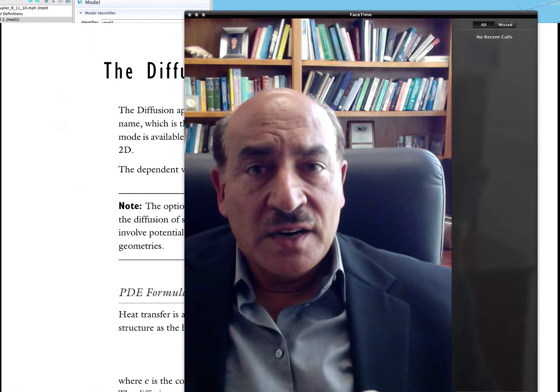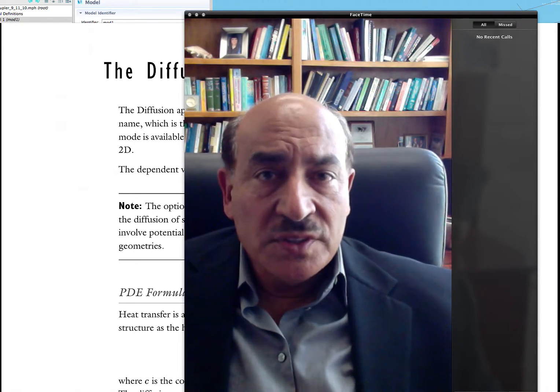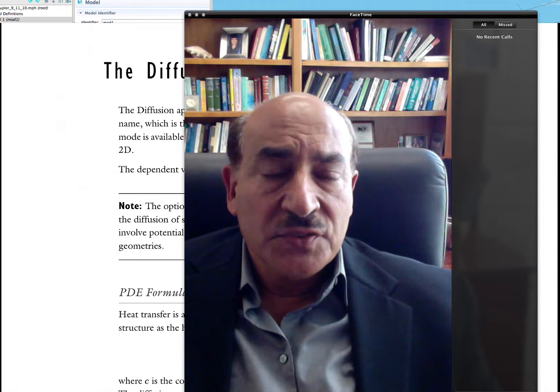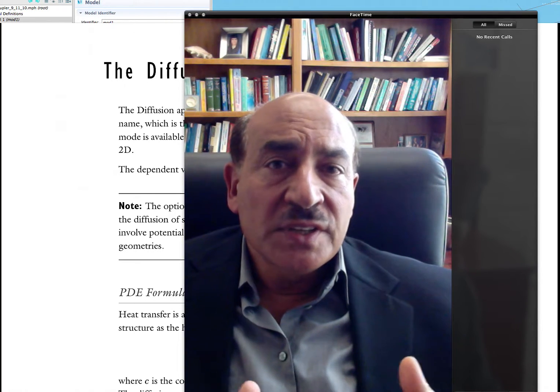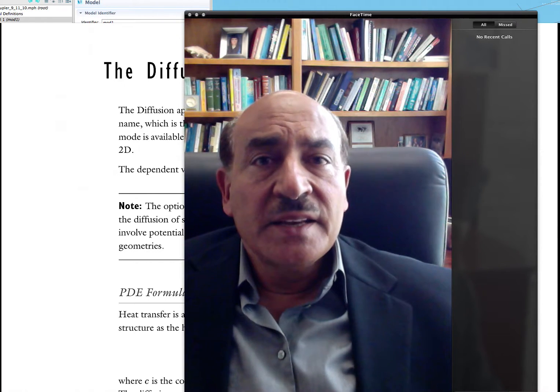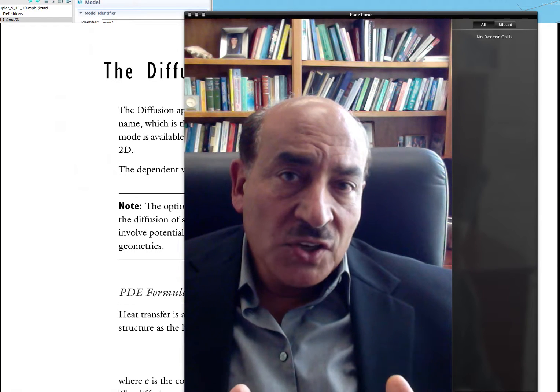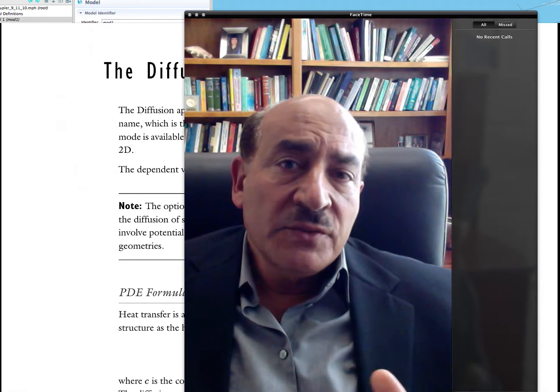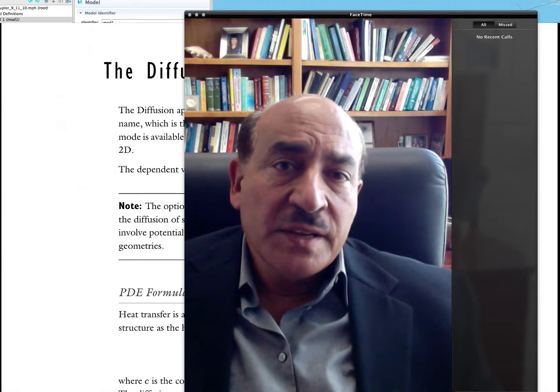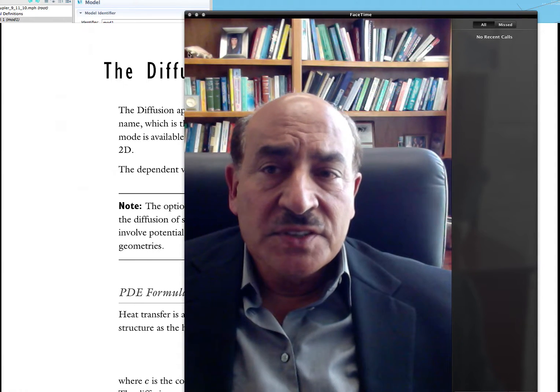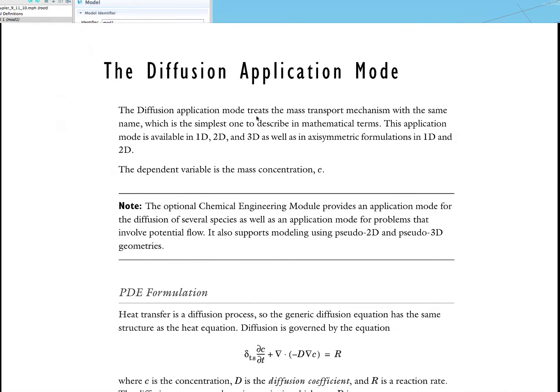So there are modules in COMSOL, and I'm going to review the background first on the diffusion of mass, and then I'm going to review the background on heat conduction, including fluid motion, and then we're going to go to an example that I prepared using COMSOL to see how this is actually implemented. So let's first look at the diffusion application module.